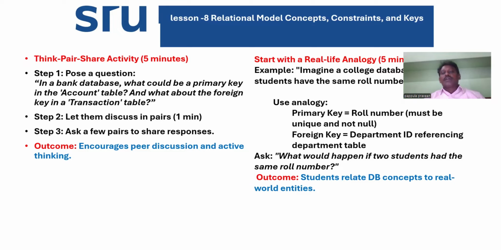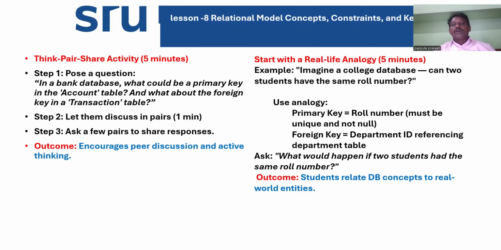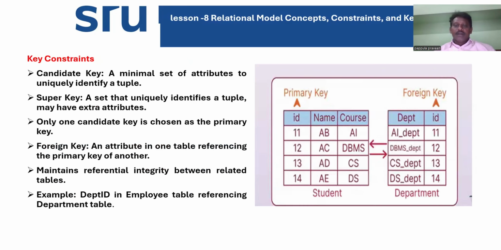Let us start with a real-time analogy. You have to analyze this. You may imagine a college database. Can two students have the same roll number? Tell me. No, it's not correct, because the roll number must be unique and not null. So that is called the primary key. And department ID references the department table. In the department table, department number is the primary key, and in the student table, department number is the foreign key.